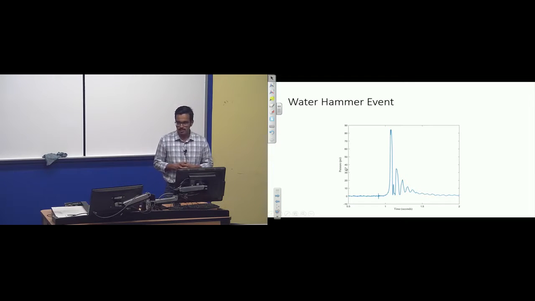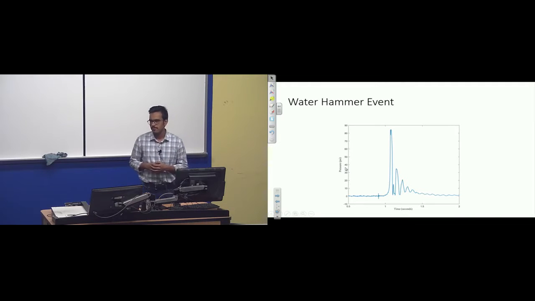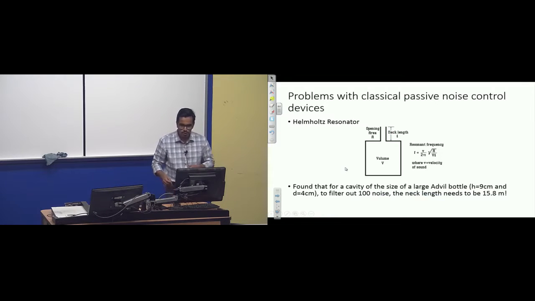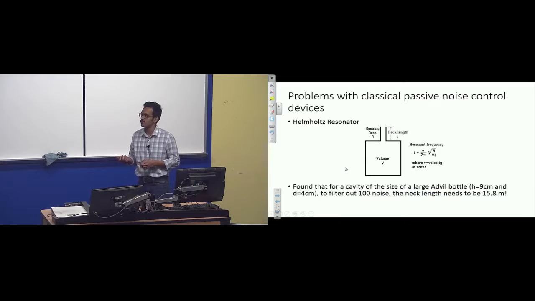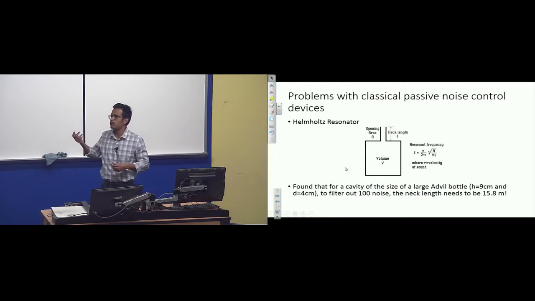Can you guys tell me any methods we could employ to bring that peak pressure down? A resonator sounds like a good first step, right? So yes, you can use classical passive noise control devices like the Helmholtz resonator, which we learned in class.